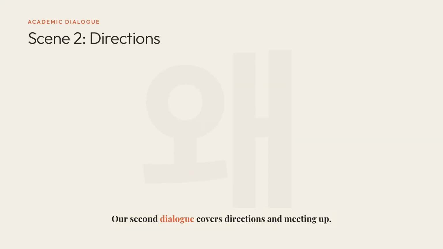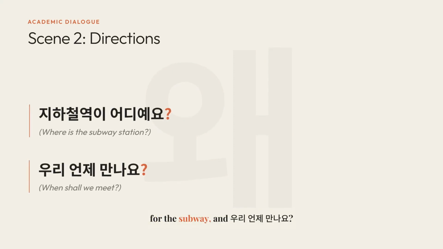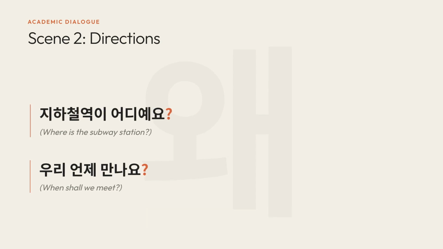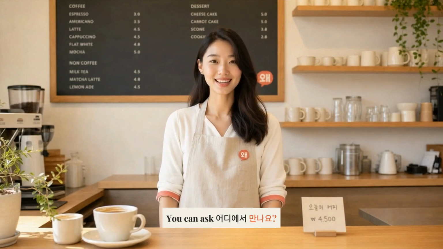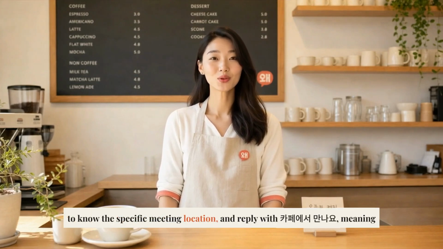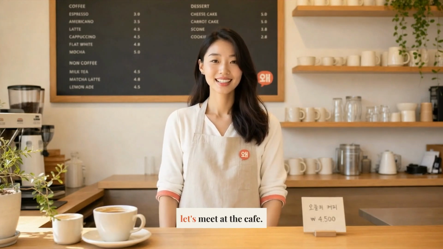Our second dialogue covers directions and meeting up. We ask 지하철역이 어디예요? For the subway, and 우리 언제 만나요? For when to meet. You can ask 어디에서 만나요? To know the specific meeting location, and reply with 카페에서 만나요? Meaning, let's meet at the cafe.